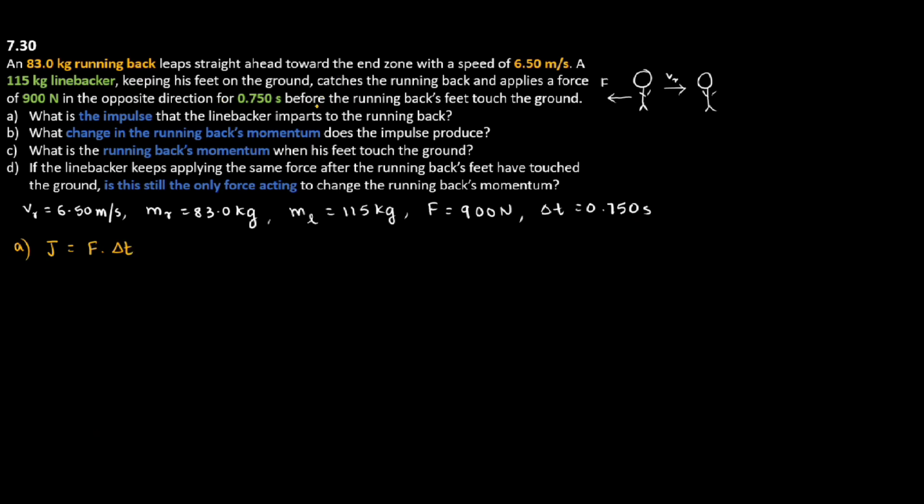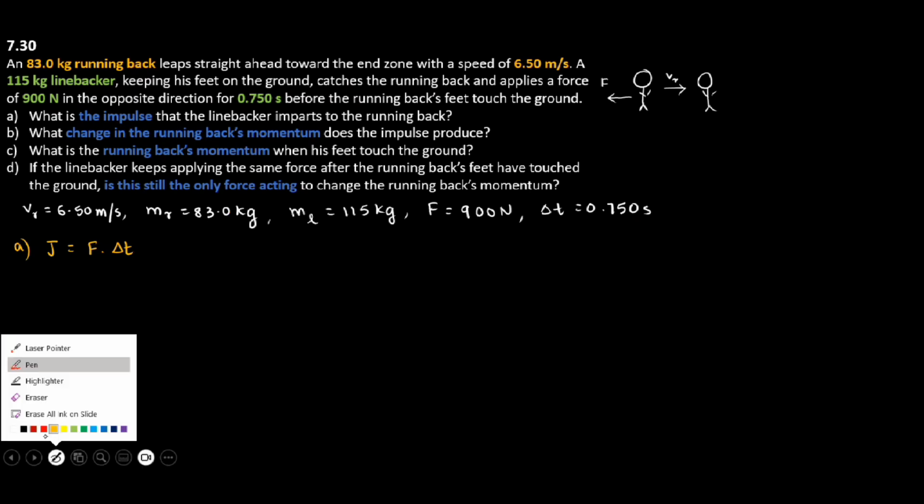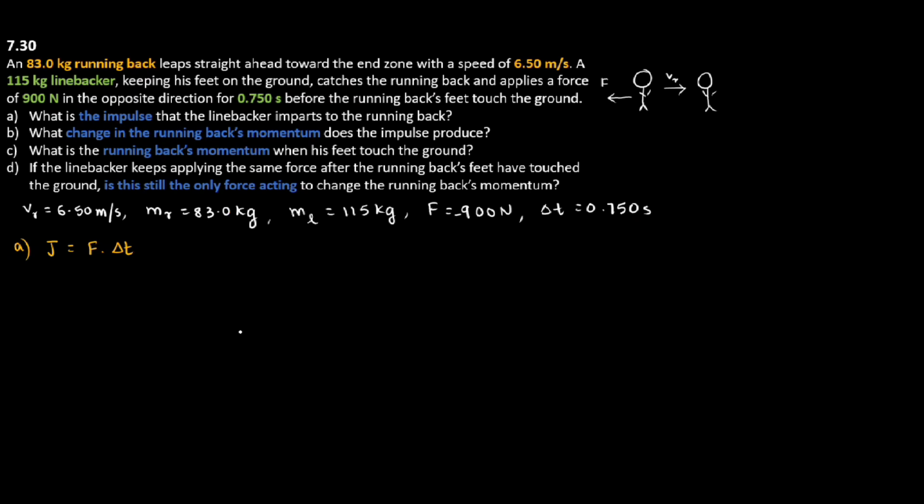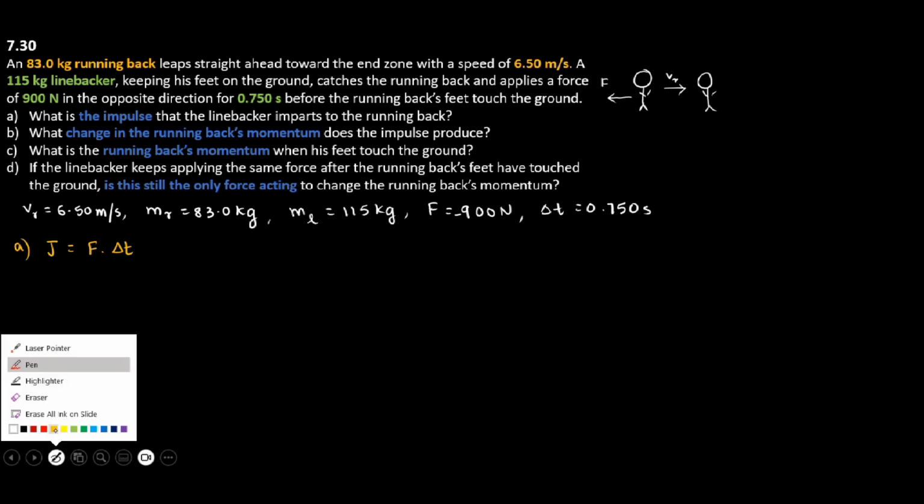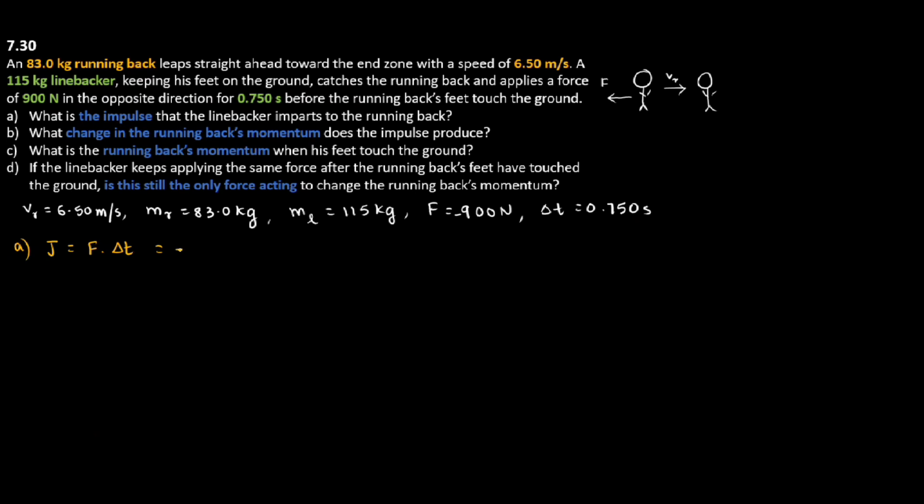Now, this force that the linebacker applies on the running back is in the opposite direction to the running back's velocity. And since it is in the opposite direction to his velocity, I will take this force to be negative. So we can calculate the impulse as negative 900 times the time, which is 0.750. And when you solve this, you get your impulse as negative 675 Newton second. So this impulse exerted by the linebacker is opposite to the direction of the running back's velocity.